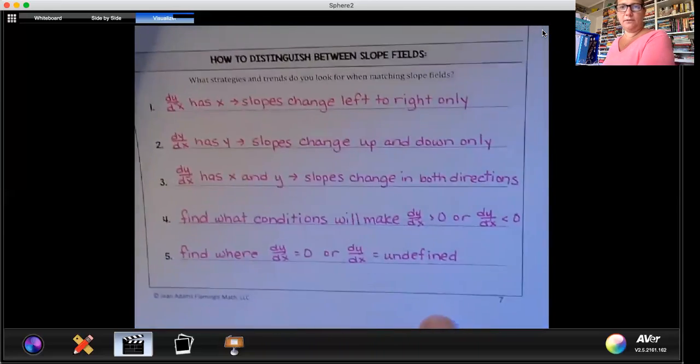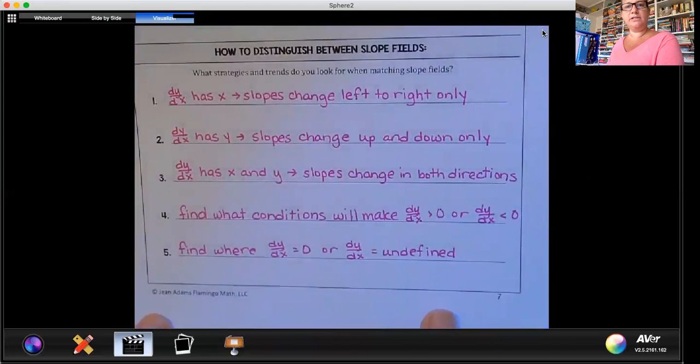And how to distinguish between slope fields? What strategies and trends do you look for when matching slope fields? If dy dx has an x in the problem, the slopes change left to right only. If it has y, the slopes change up and down only. If it has both x and y, the slopes will change in both directions. Find out what conditions will make dy dx greater than 0 or less than 0, and then find where dy dx is 0 or undefined.